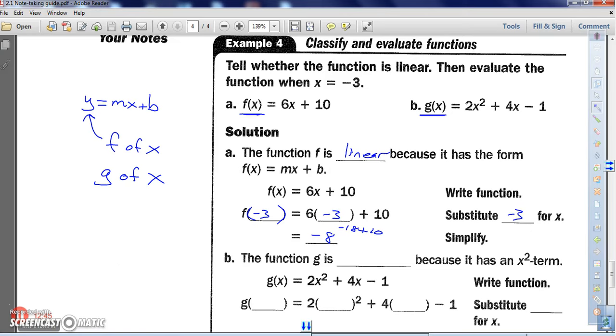Now in the next part, it asks us if we have a linear function. The answer would be no, because of the x squared term. And I'm out of time, so that's going to be the end of this section. Don't forget to put -3 in for the x in the function in order to evaluate that and figure out your answer.